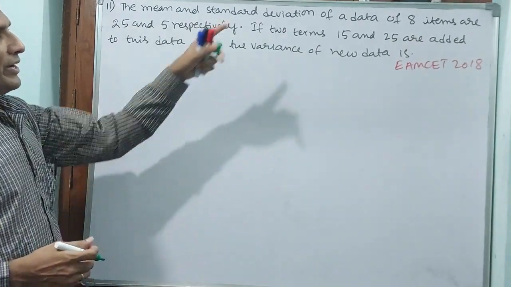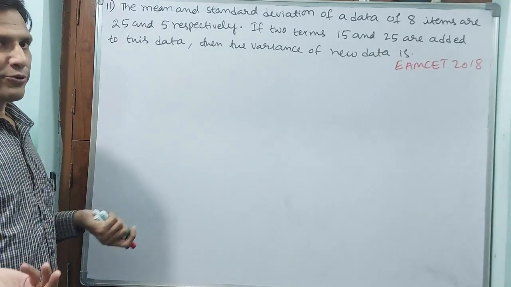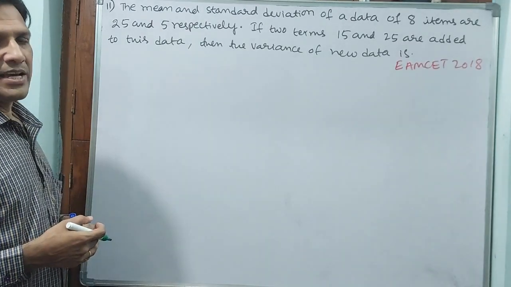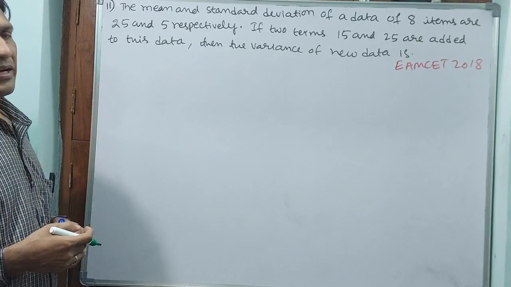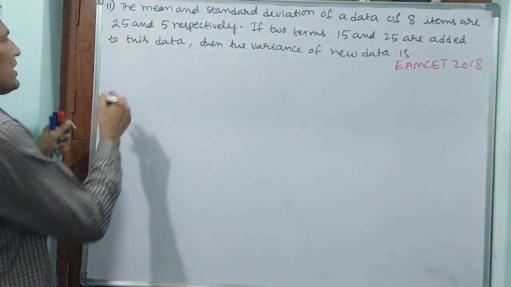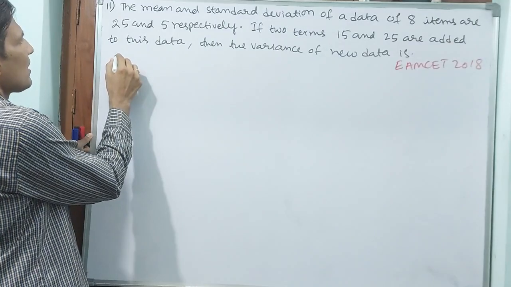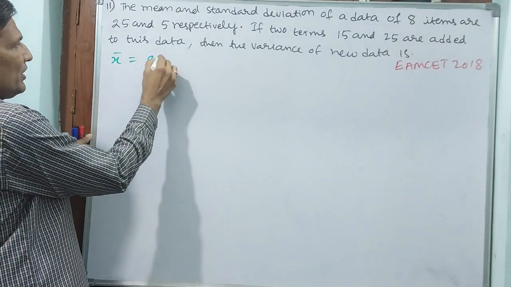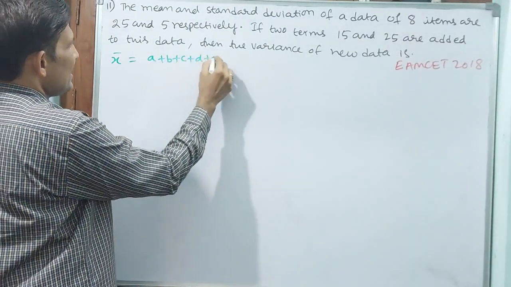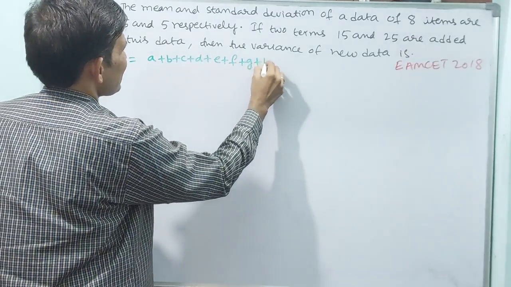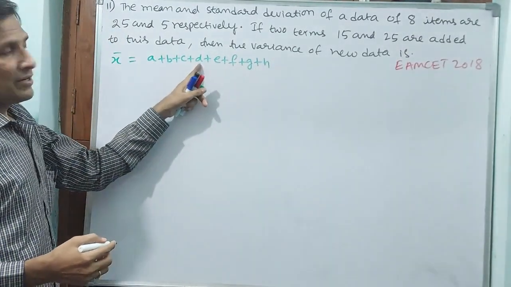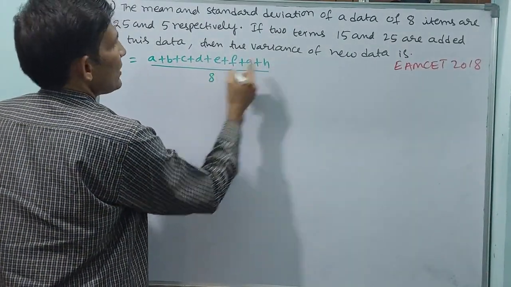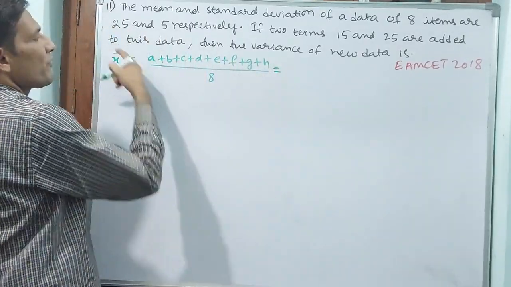First you see, 8 numbers are there, but you don't know the 8 numbers separately. What are you going to take? Let us take A, B, C, D, E, F, G, H. Let the data be, or else I will write like this, x1 bar, why? Because they are telling the mean. x1 bar is equal to A plus B plus C plus D plus E plus F plus G plus H, total 8 are there, divided by 8.